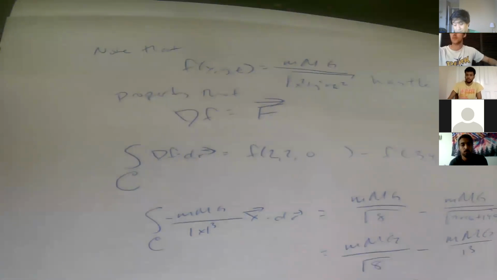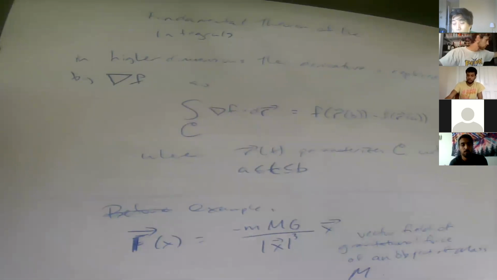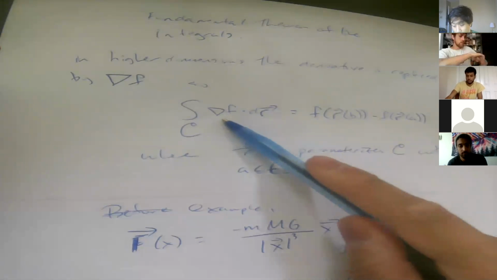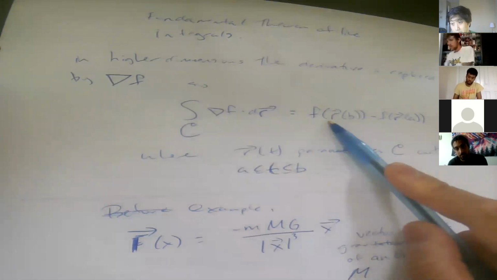So let's look at these kinds of fields. So what fields are we talking about? This worked because the vector field of interest right here is the gradient of another function, right?